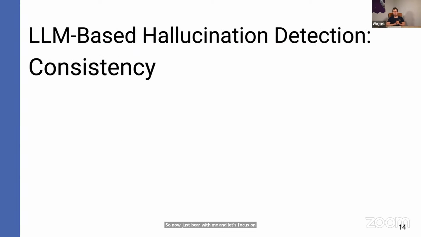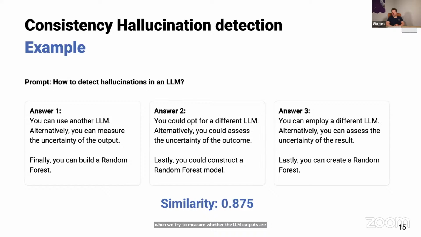We're going to be starting with the consistency approach, where we try to measure whether the LLM outputs, the LLM answers, are consistent across different seeds or different temperatures. So how does it work? Let's say we have the same prompt as always, which is how to detect hallucinations in an LLM. And then let's say we query our LLM 3 times with a different seed, and it's going to give us 3 different answers. The answers are generally very, very similar. They're not exactly the same because of the random seed. If our temperature is higher than 0, then we're going to get different answers.